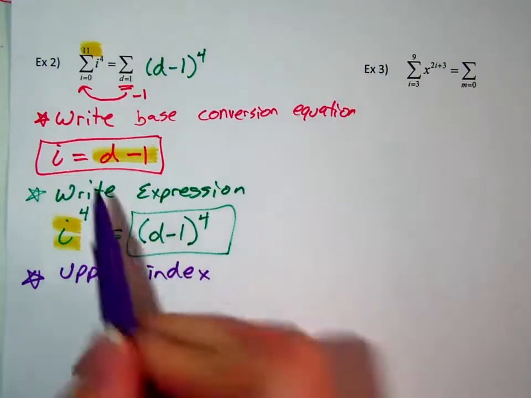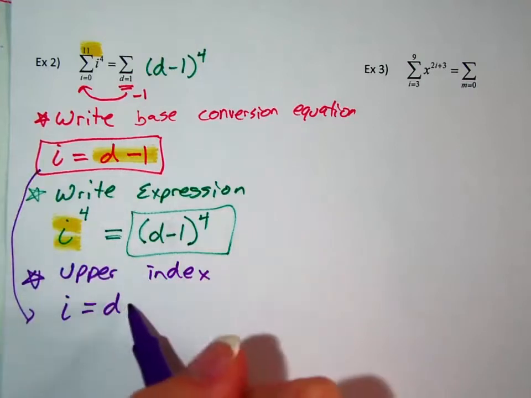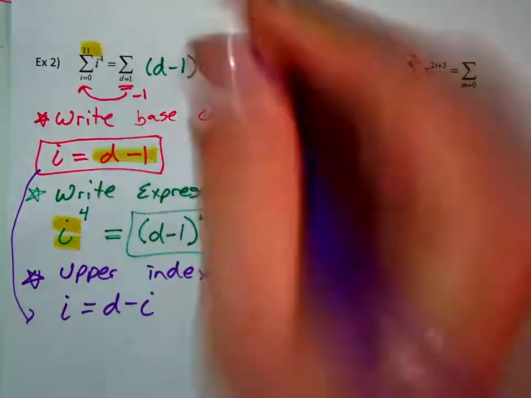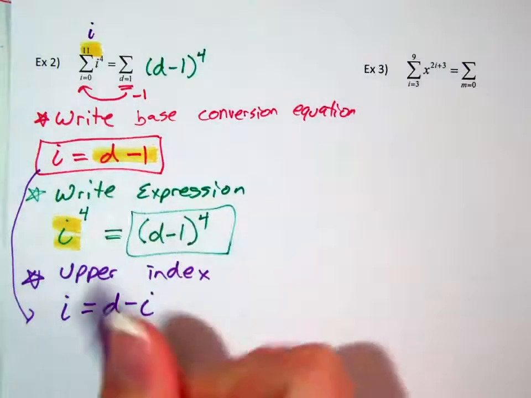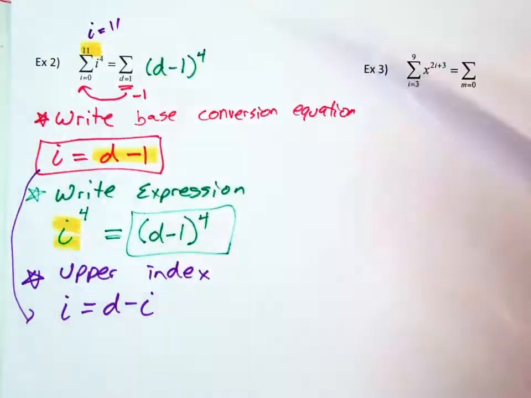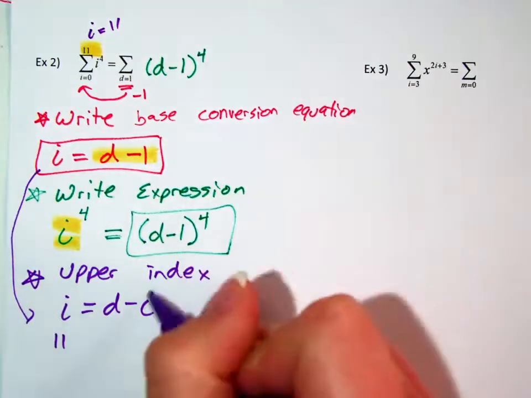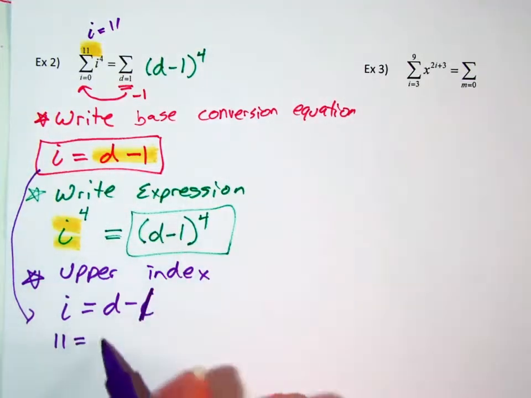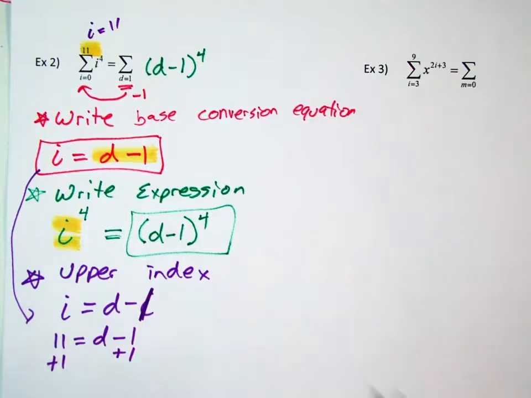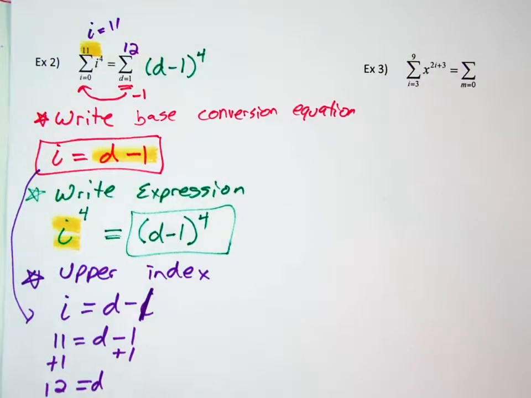Right? And in order to find our upper index, we're just going to use that base equation we wrote at the beginning. And remember, our I was originally 11, right? Because this was in the I equation, so we're going to put 11 in place of the I. Oops, I actually wrote an I here when it should have been a 1. So this equals D minus 1, right? And then we're going to add 1 to each side to get D equals 12. And 12 should be that new upper index.